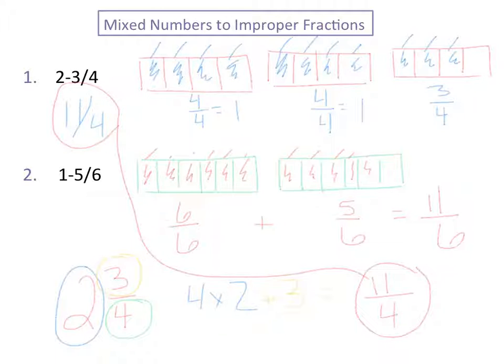So if we multiply our denominator times our whole number and add the numerator, we'll get our improper fraction, in this case 11/4, a much faster way.